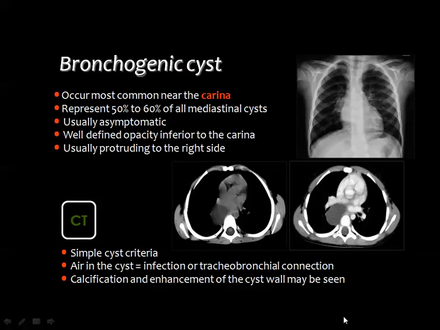And bronchogenic cyst is usually seen in relation to the tracheal bifurcation, is considered the most common mediastinal cyst, and this cyst is usually asymptomatic, and whenever it is large enough, it will protrude outside the confinement of the mediastinum, either to the right or to the left, but commonly to the right side.